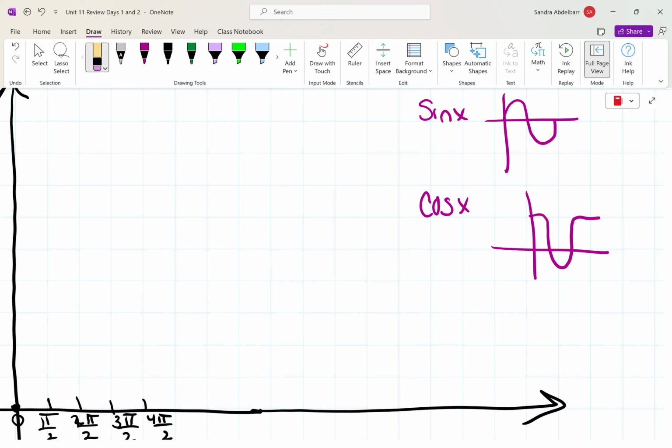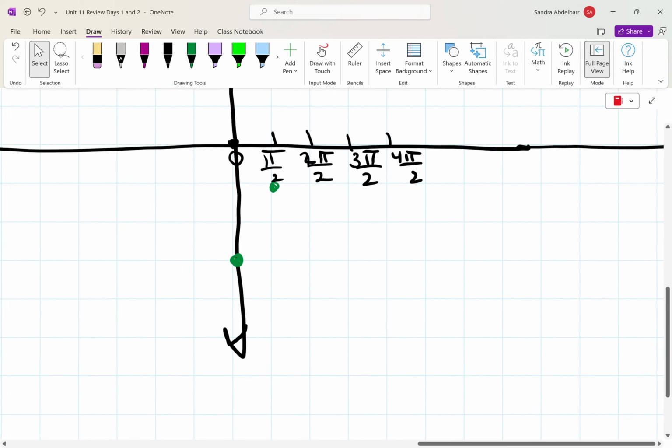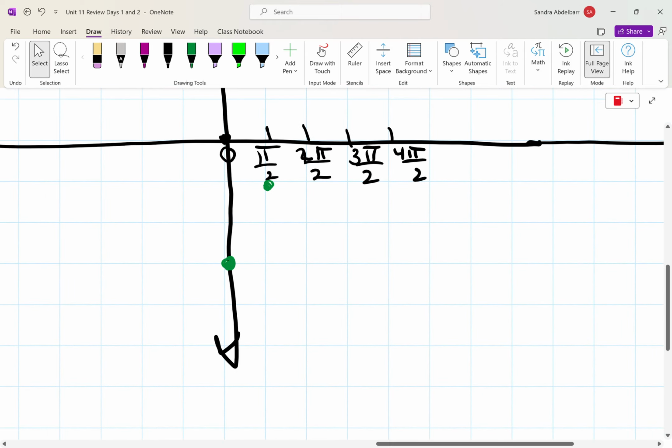On your answer sheet, you have the x coordinates like x, pi over 2, pi, 3 pi over 2, 2 pi. That's just because I simplified. Isn't 2 pi over 2 the same as pi? And 4 pi over 2 the same as 2 pi? I just simplified it a little more, but you don't have to. You can leave it just like how I'm leaving it in class.